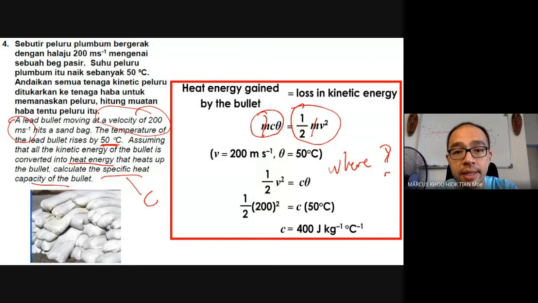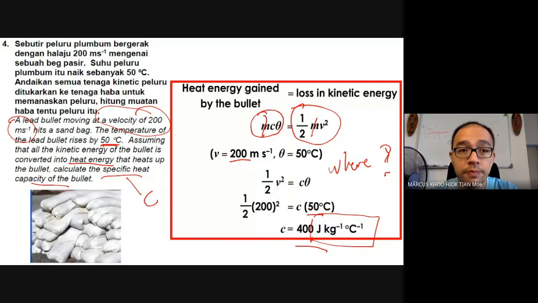So in the end, we have C theta equals half V squared. V is the velocity given, 200 meters per second. And then the delta theta is the increase in temperature, 50 degrees Celsius. So you calculate, you get C equals 400. Make sure you get the unit correct: joules per kilogram per degree Celsius.